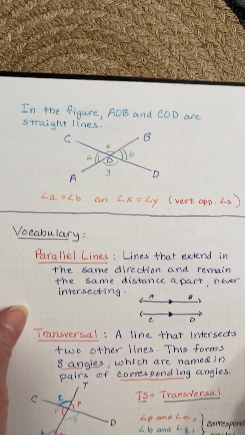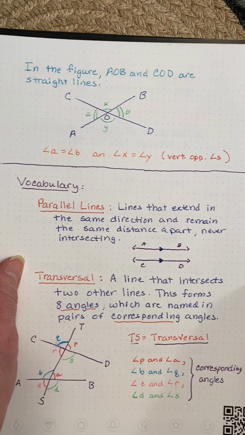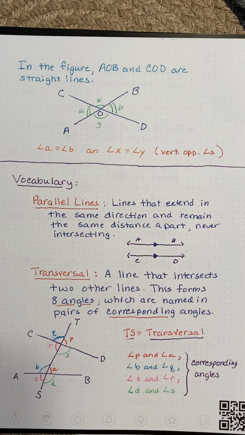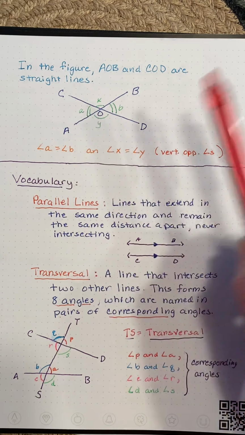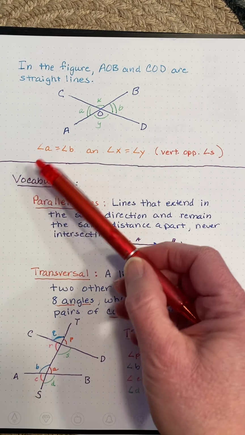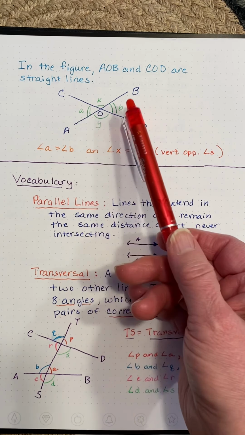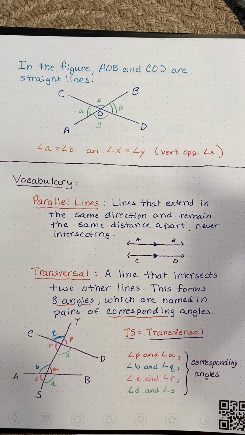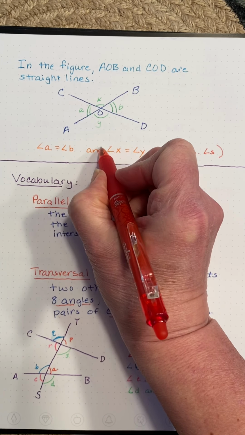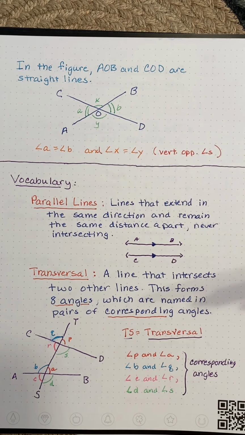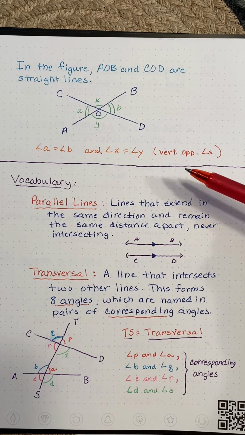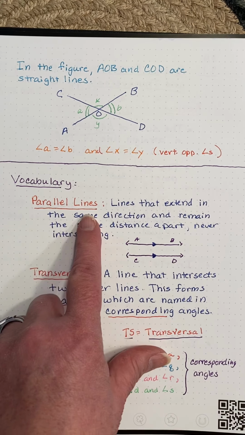Then to illustrate the last property that we just now reviewed, in this figure, AOB and COD are straight lines. Therefore, angle A equals angle B, and angle X equals angle Y. And we can say those pairs of angles are equal to one another because of the property of vertically opposite angles.